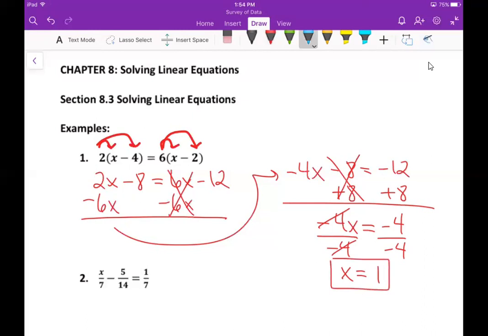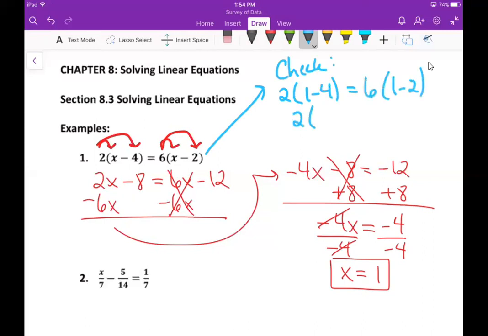Now, just like in the other ones, we can test that back in the original equation here. I can check to see, does 2 times 1 minus 4 equal 6 times 1 minus 2? That means 2 would have to be times negative 3, and that would have to equal 6 times negative 1. Negative 6 equals negative 6, so that does check out. So you can always check these final answers to make sure that you haven't made any mistakes along the way, right? The more complicated the linear equation, the more chance there is for mistakes. So checking your work as you go isn't a bad idea.